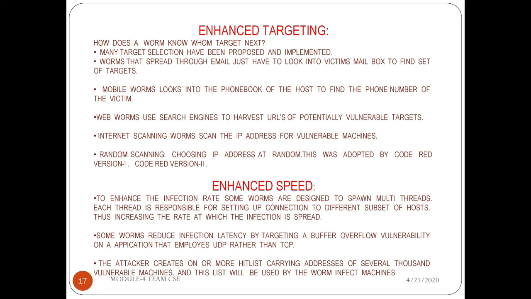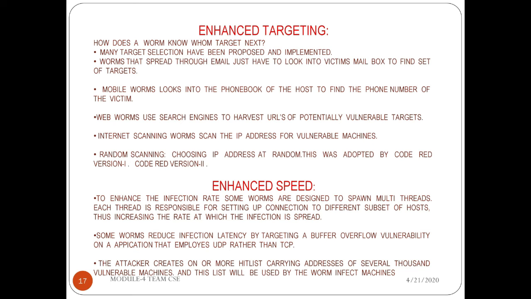Enhanced targeting and enhanced speed. How does a worm know whom to target next? Many target selection methods have been proposed and implemented. Worms that spread through email just have to look into the victim's email box to find a set of targets. Mobile worms look into the phone book of the host to find the phone numbers of victims. Web worms use search engines to harvest URLs of potentially vulnerable targets. Internet scanning worms scan IP addresses for vulnerable machines.